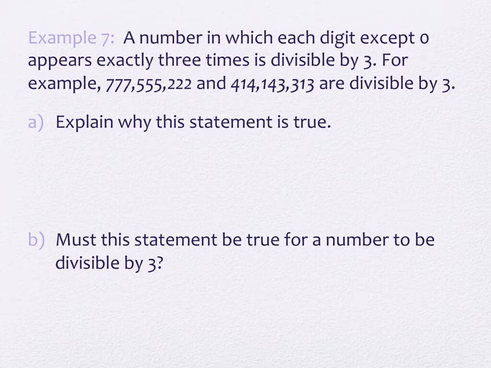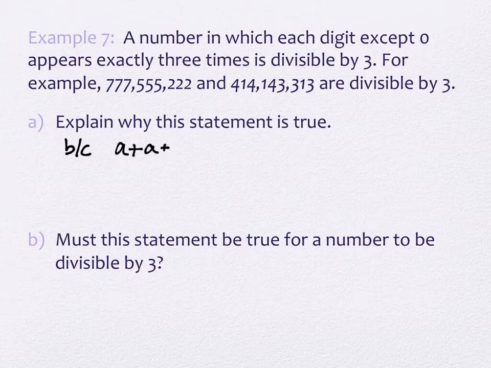Why in the world would that be enough to know for sure that the number is divisible by 3? If you add them up and the sum is divisible by 3, then it's divisible by 3. So 7 plus 7 plus 7 is 21, and that's divisible by 3. 5 plus 5 plus 5 is 15. That's divisible by 3. 2 plus 2 plus 2 is 6, and that's divisible by 3.